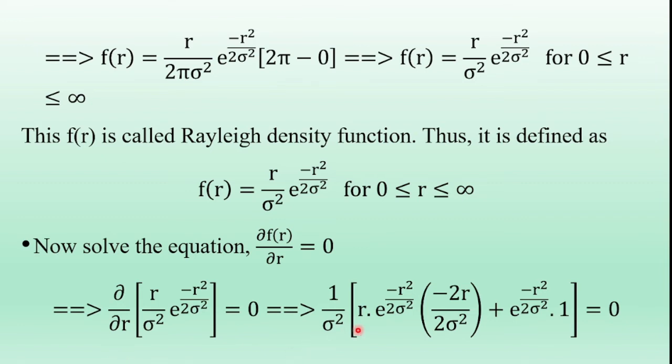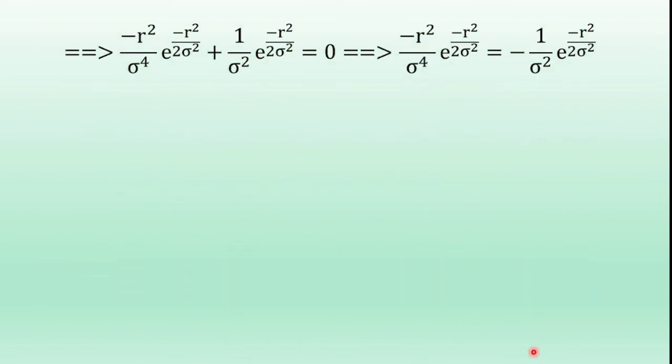Derivative of uv is u dv plus v du. So 1 by sigma square into r into dv. So e power minus r square by 2 sigma square differentiation is e power minus r square by 2 sigma square into minus 2r by 2 sigma square plus v into du. du is equal to 1. R differentiation is 1, is equal to 0. Multiplying this 1 by sigma square within the bracket term, we have minus r square by sigma power 4 e power minus r square by 2 sigma square plus 1 by sigma square into e power minus r square by 2 sigma square is equal to 0.